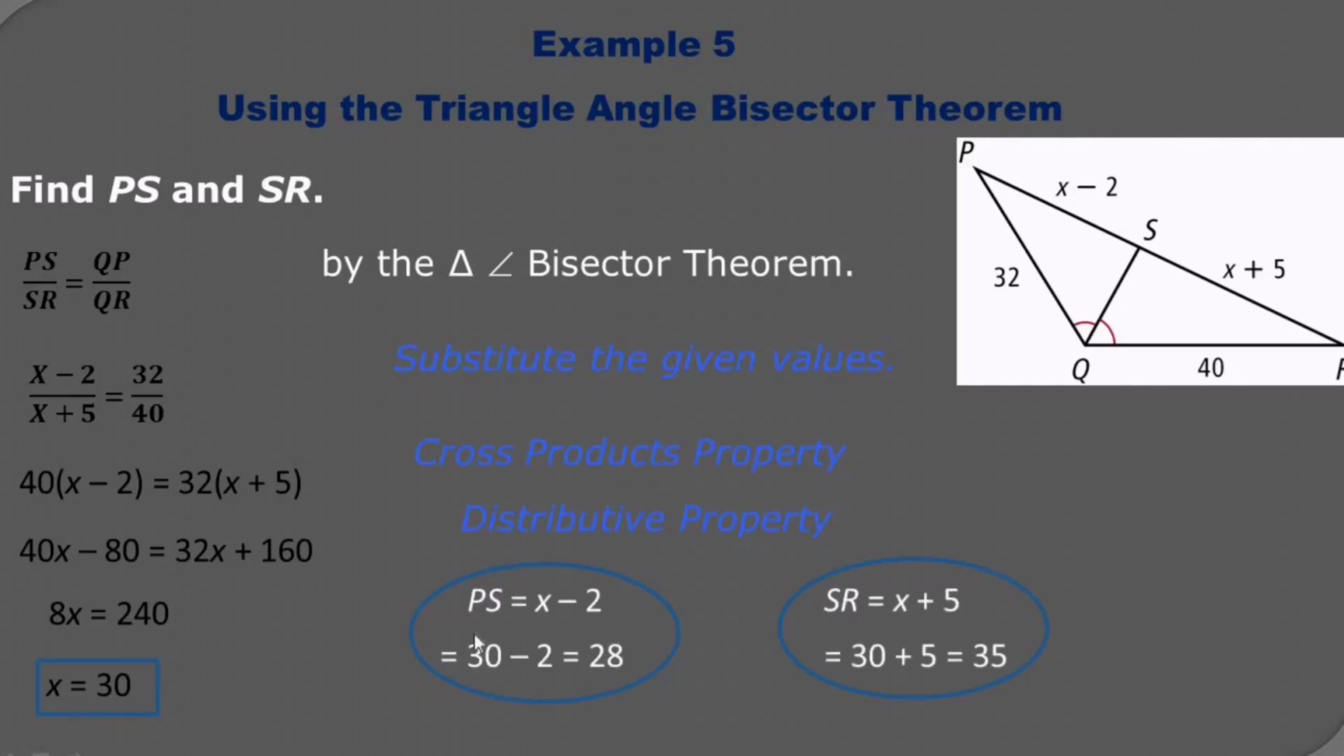Can I find PS? Yes. PS equals x minus 2. What is the value of x? 30. So 30 minus 2 equals 28. And SR equals x plus 5. What is the value of x? It's 30. So 30 plus 5 equals 35.